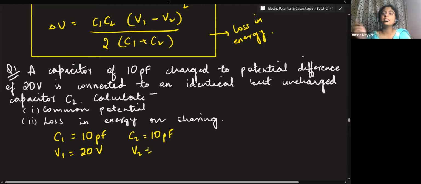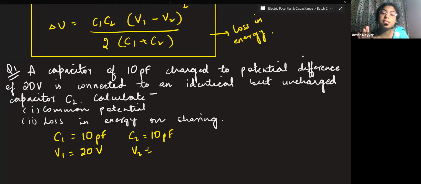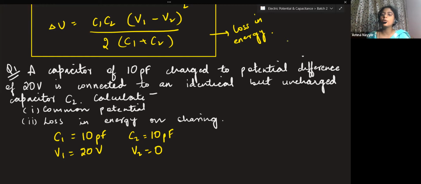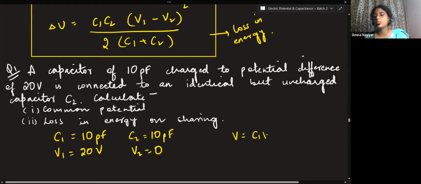V2, it says it is uncharged. Though it is identical, it is uncharged. So if it is uncharged, the potential will be zero because there is no charge. So V2 is zero. You have to find out the common potential. We have done the formula of common potential: V is equal to (C1V1 plus C2V2) divided by (C1 plus C2). Then the loss of energy formula is there on your screen.